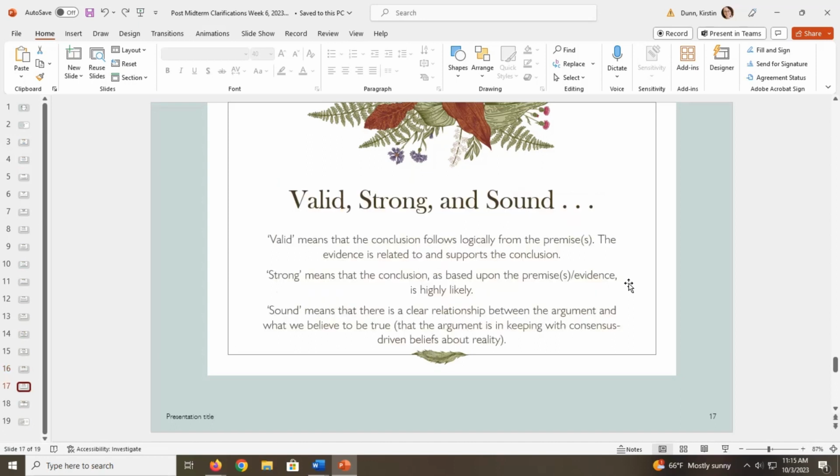Valid, strong, and sound. Valid means that the conclusion follows logically from the premises. Evidence is related to and supports the conclusion. Strong means that the conclusion is likely based upon the premises as evidence in a very highly likely context. Sound means that there is a clear relationship between the argument and what we believe to be true, that the argument is in keeping with consensus-driven beliefs about reality.